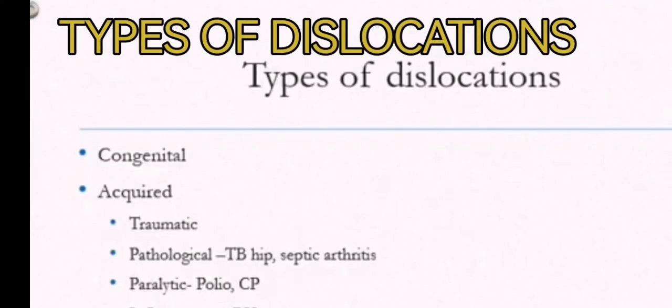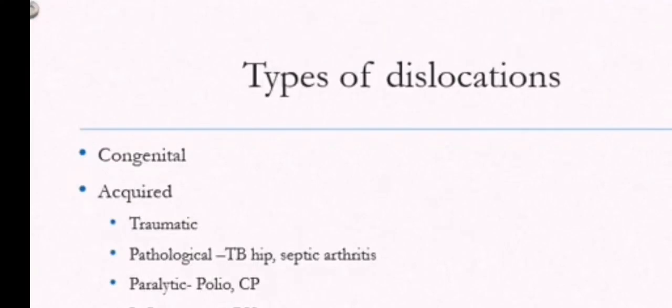Coming to types of dislocation. It can be congenital or acquired. Broadly, it categorizes into two groups, congenital and acquired. Congenital means the shoulder joint, or whatever joint, gets dislocated due to congenital reasons which predispose to laxity of the joint. So due to joint laxity, hyperlaxity, the joint gets dislocated. It's congenital, it's a genetic fact.